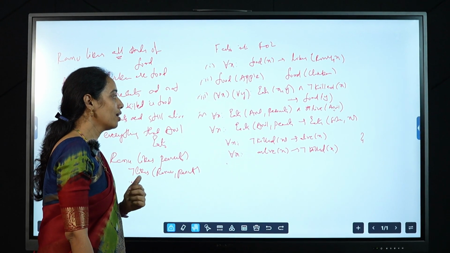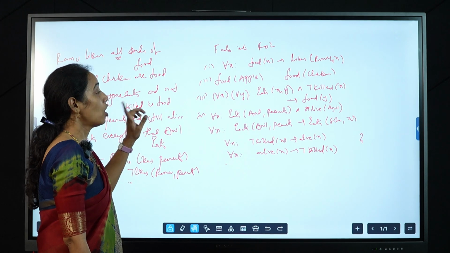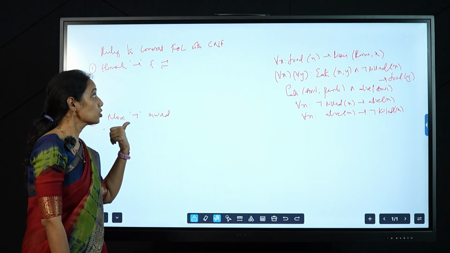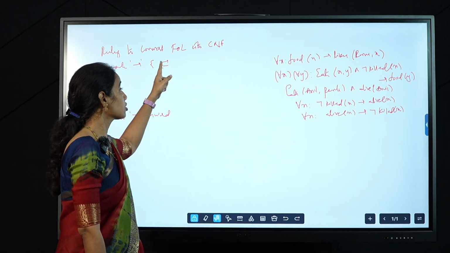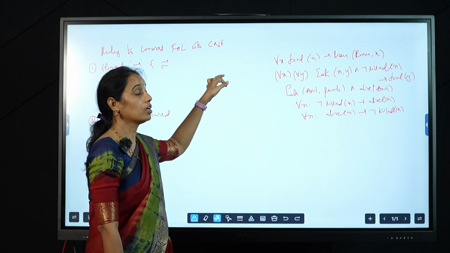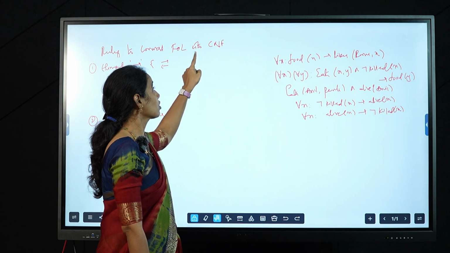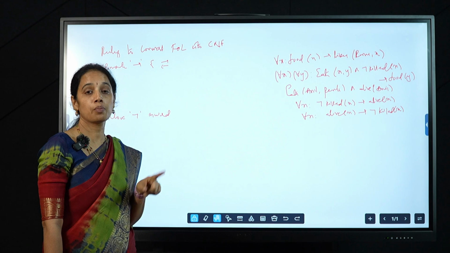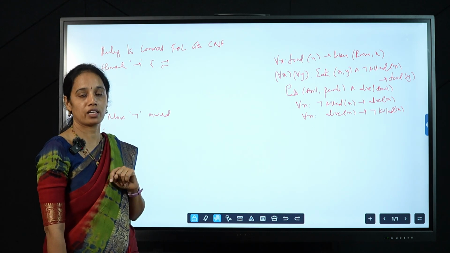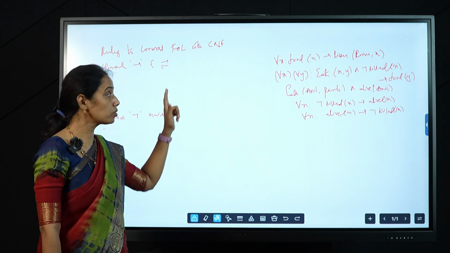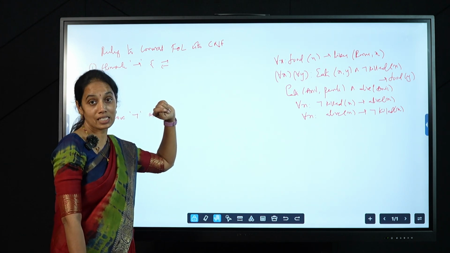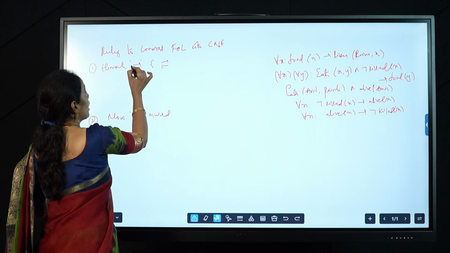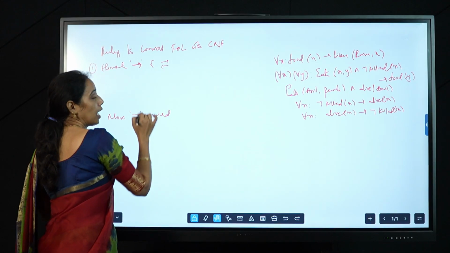We will go for the next step, that is how we convert the first order logic into conjunctive normal form. So the next step is converting this first order logic into CNF. Before converting, we need to follow some rules. Let us see what rules are to be followed. The very first rule is we are going to eliminate conditionals and biconditionals.